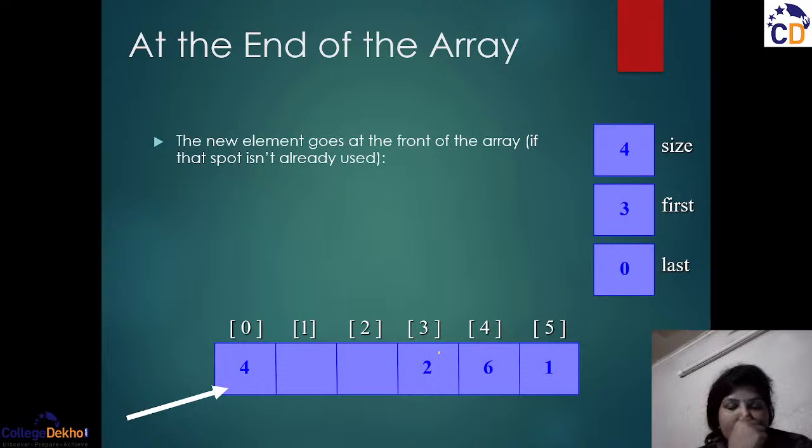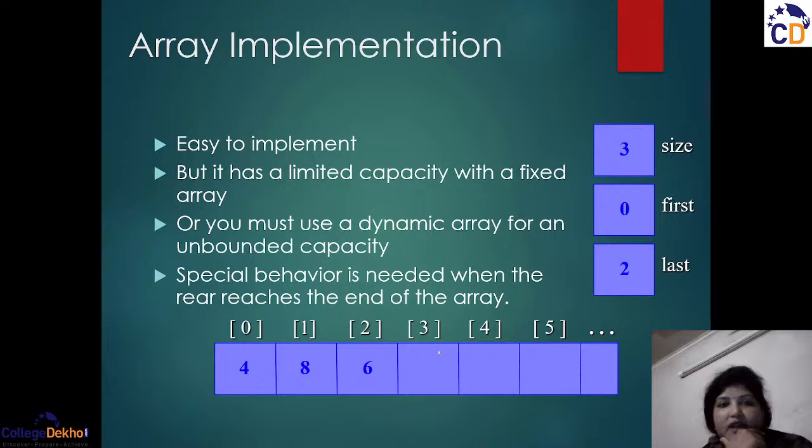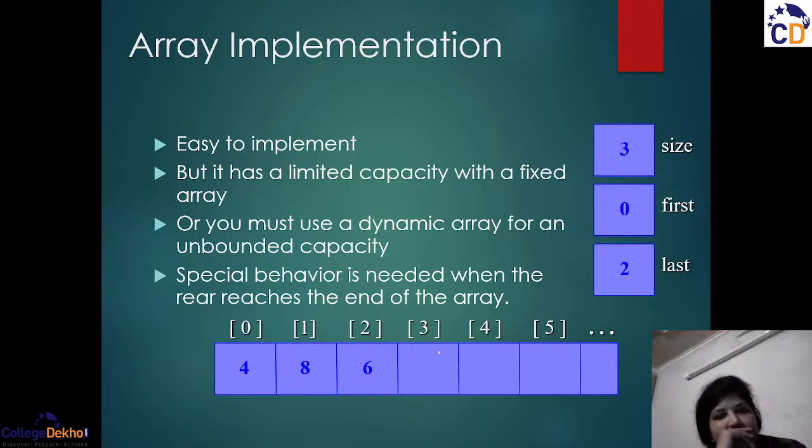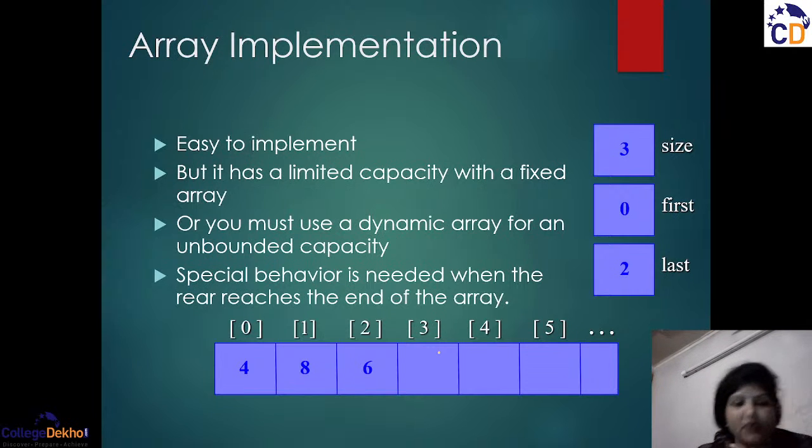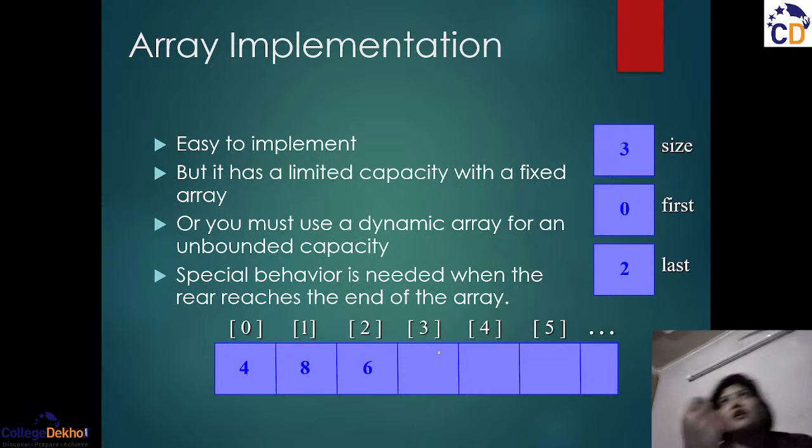How we basically use array implementation in queue. Let's see what the different characteristics of this are, what the disadvantage is and what the advantage is. It is easy to implement, we have seen that it is very easy to implement. It has a limited capacity within a fixed array, so you have to fix the space. Even if it is not used, you need to fix it, right?